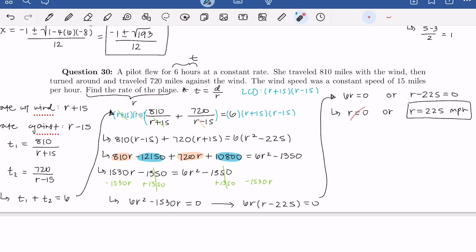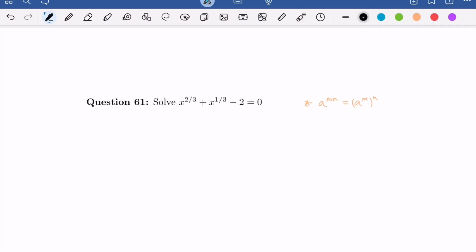is going to be the rate of the plane. All right, so for the last question in this section, we're going to be solving an equation that looks like this here. And to do that, we're going to be using substitution and our exponent rules. We're going to be using this rule here that says a to the power of m times n is the same thing as a to the power m, and this whole thing being raised to the power n.